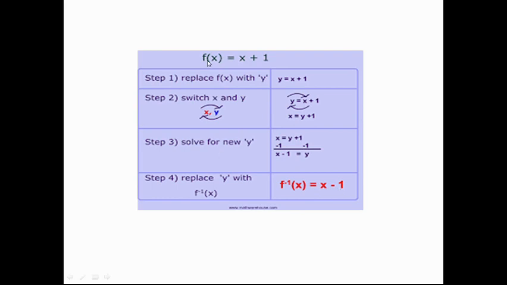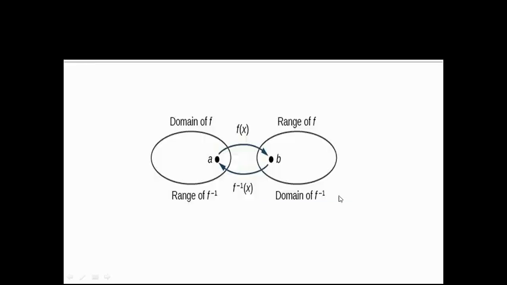So our original function is f of x equals x plus 1, and here we have the inverse of this function, which is equal to x minus 1. When we talk about the domain and range of these two functions, if we have f of x where the domain of f is A and the range of f is B, then when we find the inverse of f of x, the range of f becomes the domain of f inverse, and the domain of f is the range of f inverse.